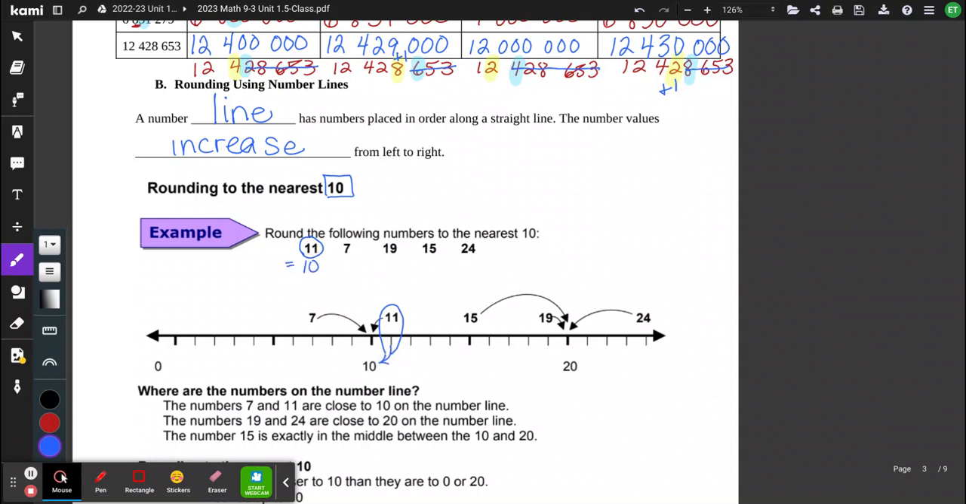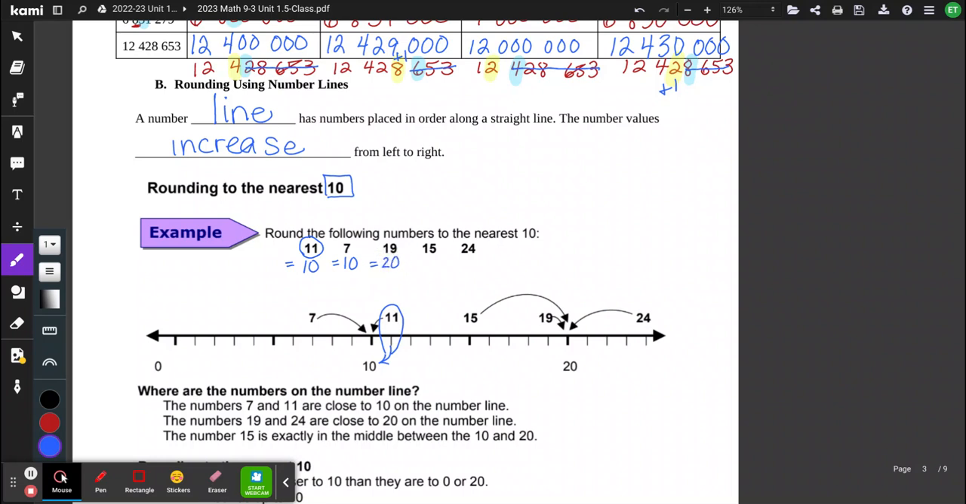Okay, the 7, we can see over here, is he closer to 0 or closer to 10? He's closer to 10. So we would say he rounds to 10. So 7 would round to 10. What about the number 19? Look how close he is. Is he going to round to 20 or to 10? 20. He's right beside it. Okay? He's got to be halfway or more. So the 19's going to round to 20.